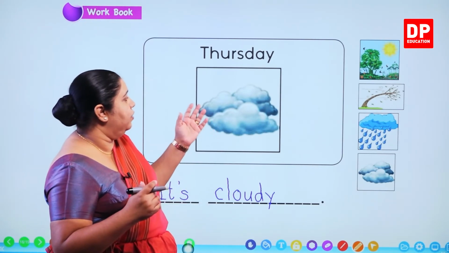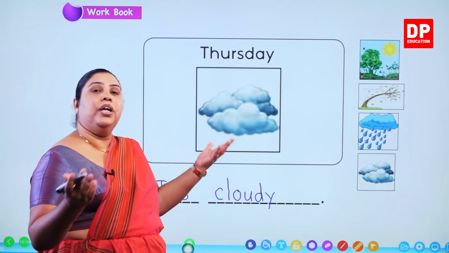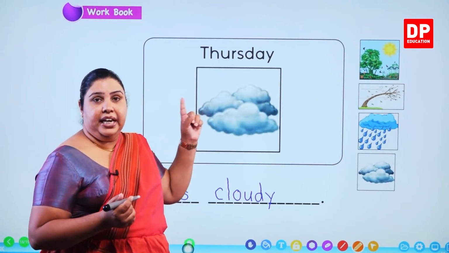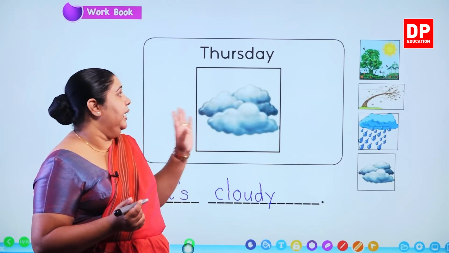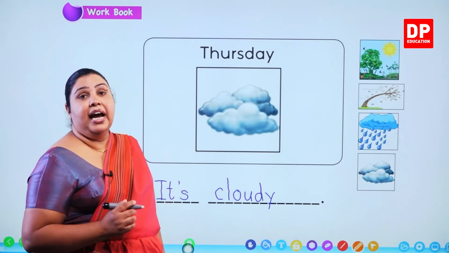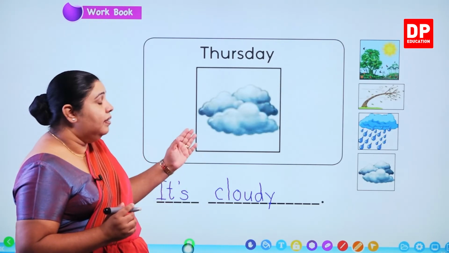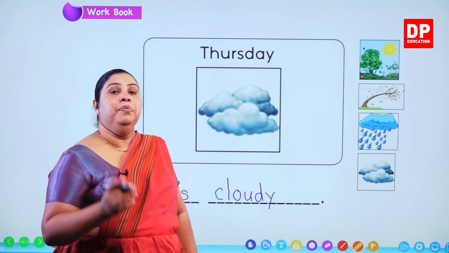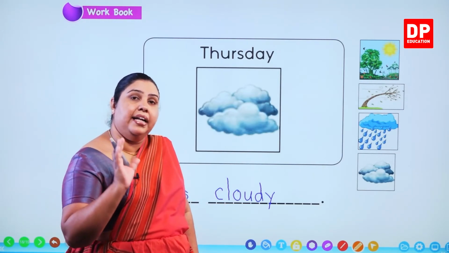So maybe you can draw some dark clouds and you can draw some birds also flying in the sky. So Thursday. Thursday is the day. And here, what is the weather like? The weather is cloudy. So you have to observe the days and then write.